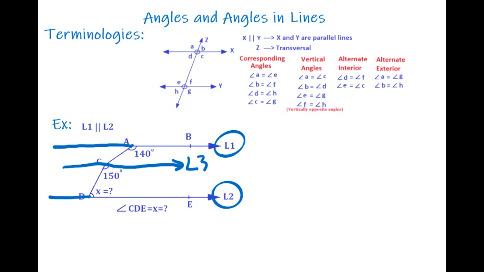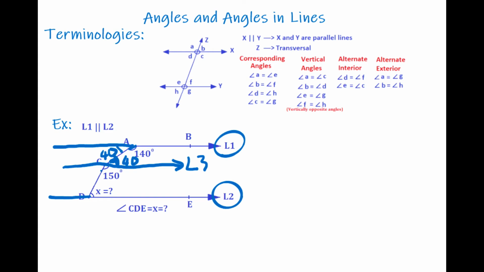Again, in such questions, guys, I always recommend you to extend the lines. Because we have 140 here, that angle has to be 40. Why? Because these are supplementary angles, and because that angle is 40, that part should be 40 as well. Why? Because these are alternate interior angles, and because this is 40, and then the total is 150.